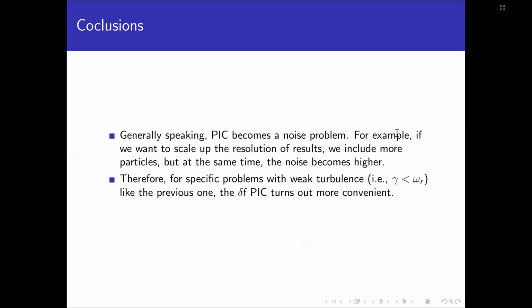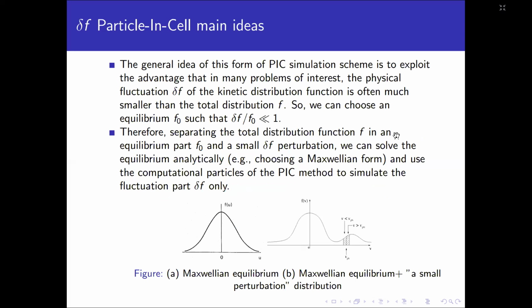Therefore, for specific problems with weak turbulence, for example, when the magnitude of the growth rate of the imaginary part of the solution is smaller than the frequency of the wave, in these cases, we can use the delta F particle in cell because it is more convenient, like we will see in a minute, okay? So for example, what are the main ideas of delta F particle in cell?